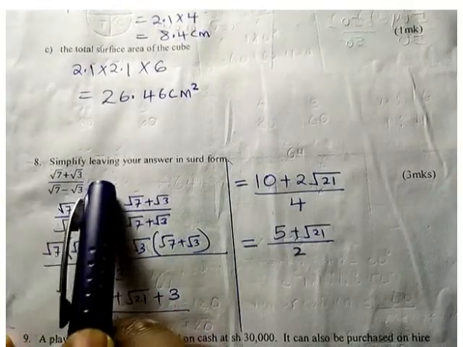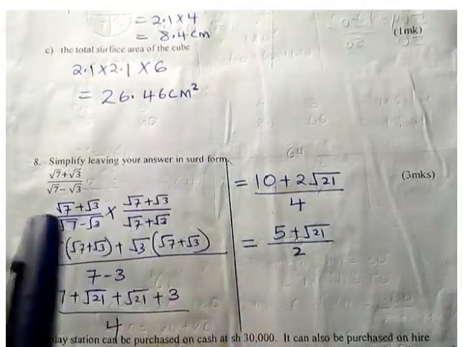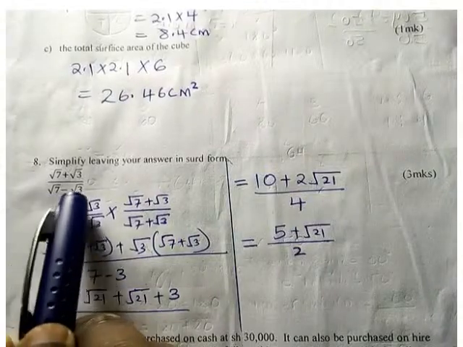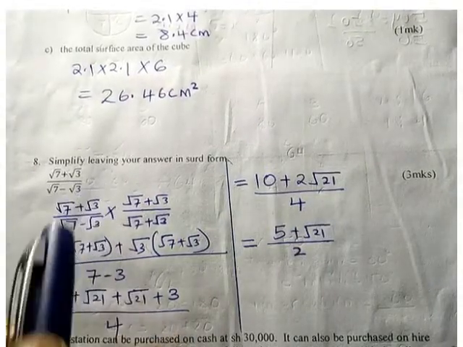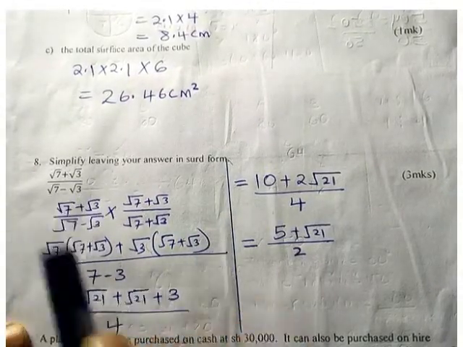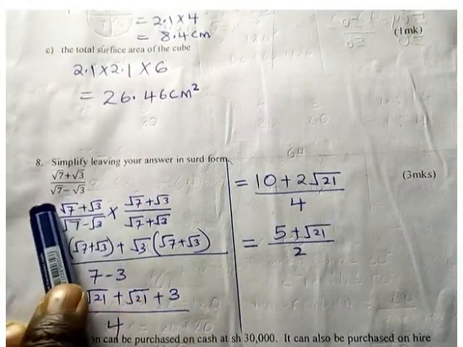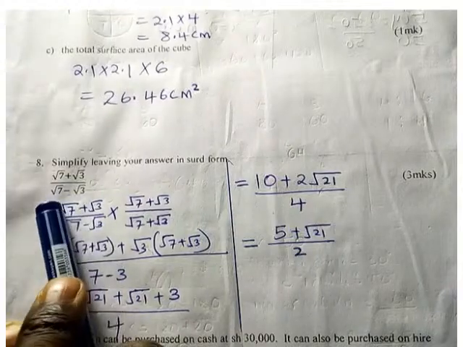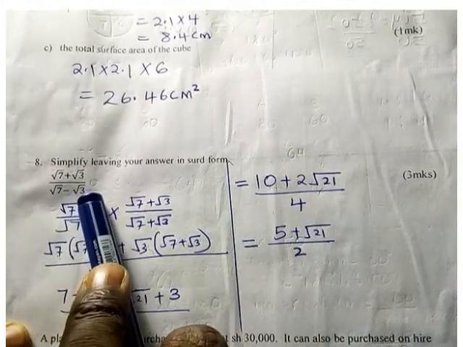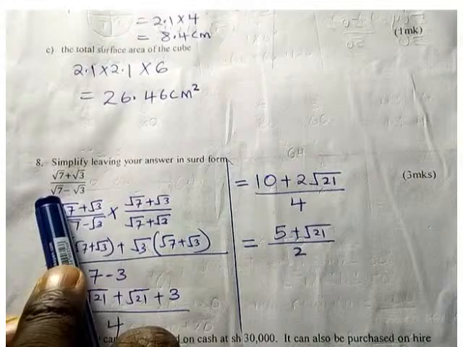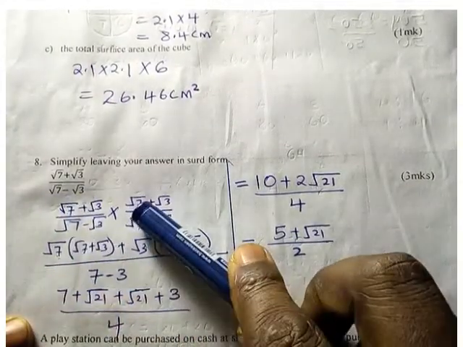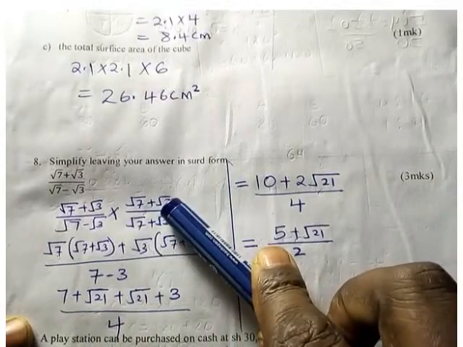Simplify, leaving your answer in surd form. Root 7 plus root 3 divided by root 7 minus root 3. The first thing you do is find the conjugate of the denominator. The denominator is root 7 minus root 3. Okay? So the conjugate of root 7 minus root 3 is root 7 plus root 3. That is what is called the conjugate.